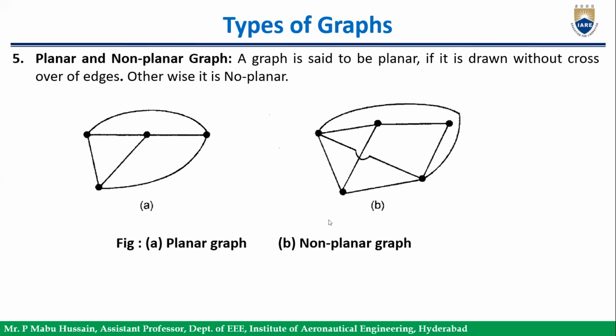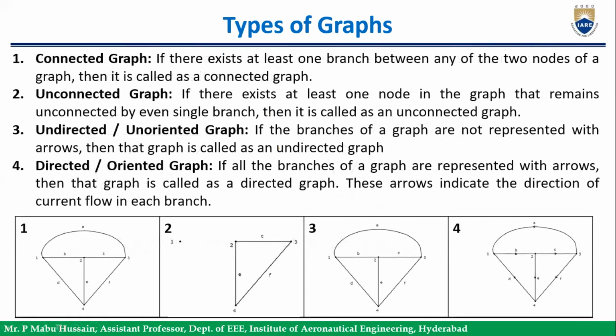Can you show the circuit diagram for the second one? For the unconnected graph, sir. So an unconnected graph is nothing but, if you take the nodes named 1, 2, 3, 4, these are the total number of nodes in the graph. But if you observe, between 1 and 2 you are not having any branch. This node is not connected with any other nodes. Such types of graphs are called unconnected graphs.